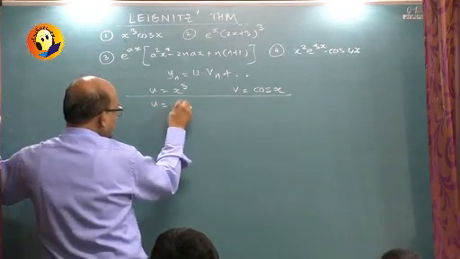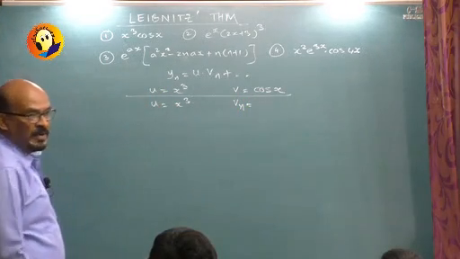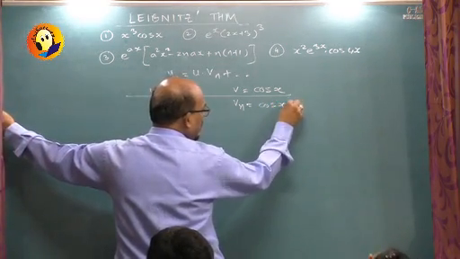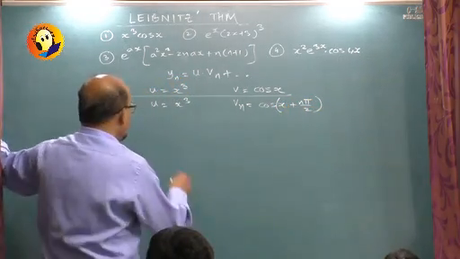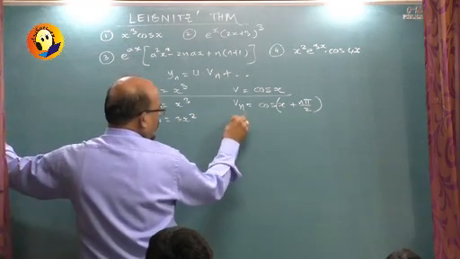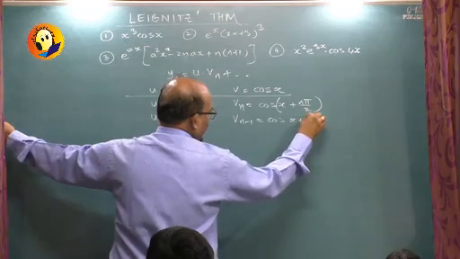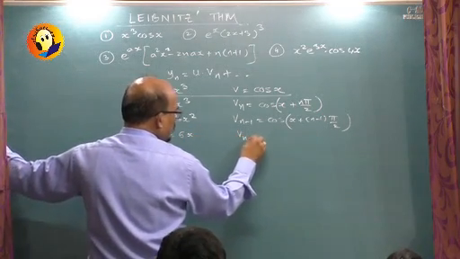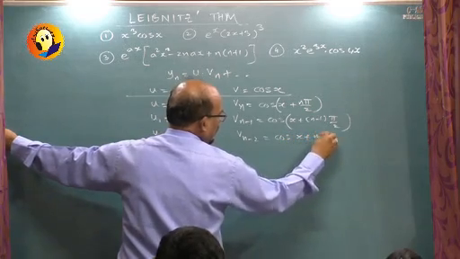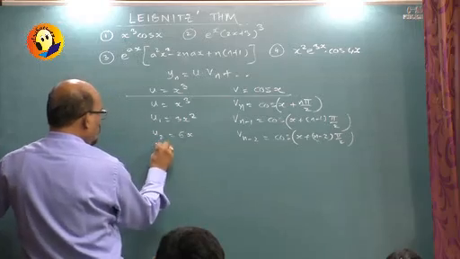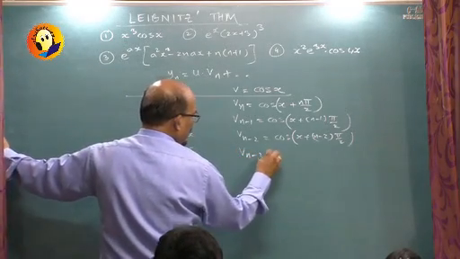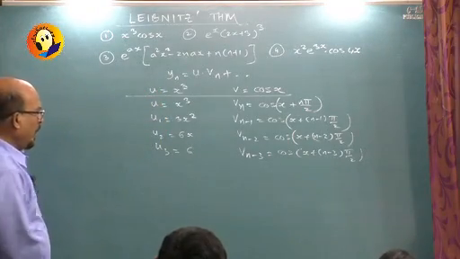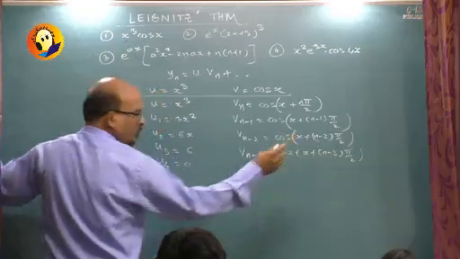We start with u as x cube and we write vn. What is the nth derivative of cos x? Nth derivative of cos x is cos of x plus n pi by 2. So far so good. Then we go for u1, which is 3x square. Vn minus 1 will be cos of x plus n minus 1 pi by 2. Then u2 is 6x. Vn minus 2 is cos of x plus n minus 2 pi by 2. u3 is 6. Vn minus 3 is cos of x plus n minus 3 pi by 2. And u4 is 0. So it doesn't matter what Vn minus 4 is.